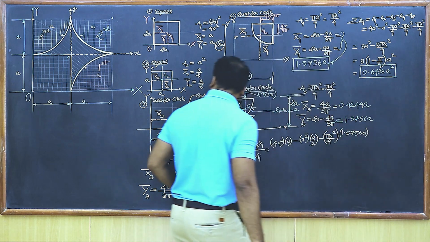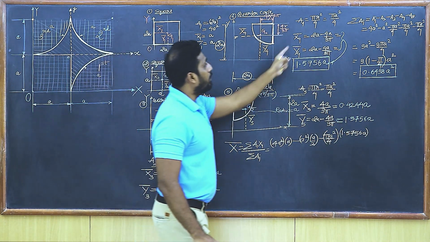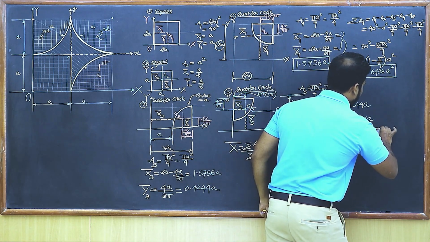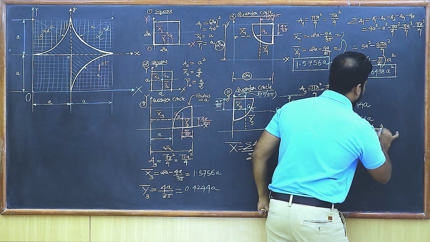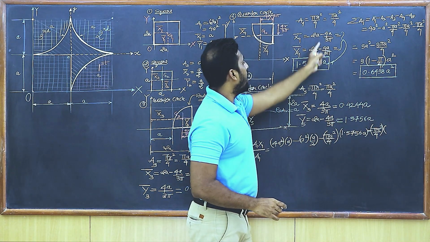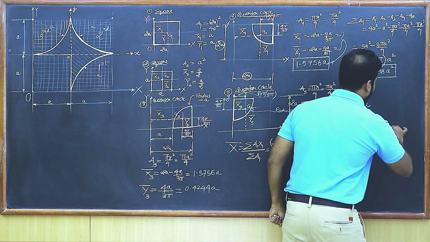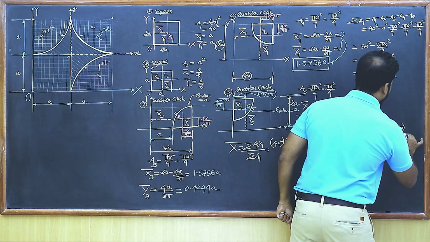5756a, isn't it? That was a3 into x3 bar. Next one is again going to be negative side, isn't it? Minus pi a square upon 4, minus of pi a square upon 4. This area multiplies with x4 bar, which is 1.5756a. So I write here 1.5756a. Then minus sign again, students.